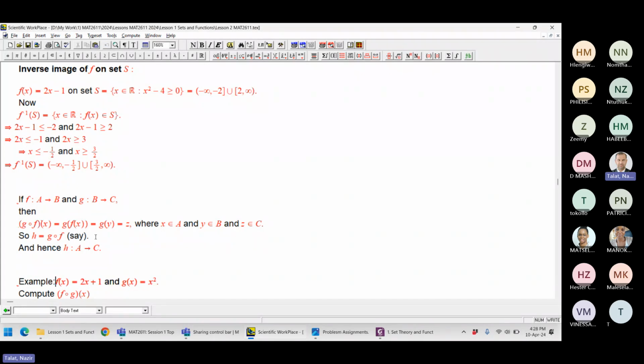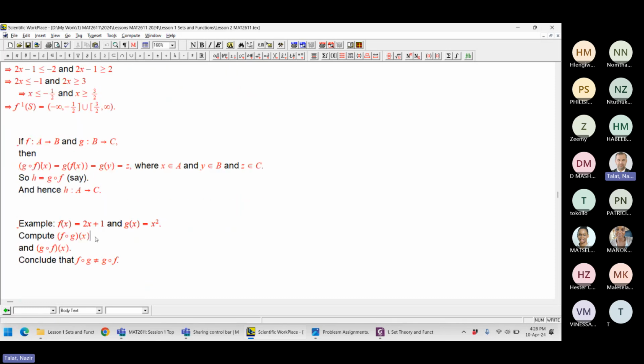We can see an example of this one, like f of x equal to 2x plus 1, and g of x is defined as x square. We need to compute two things: one is f o g of x and the other is g o f of x. These are the two functions we can compute, and we can also show that they are unequal.